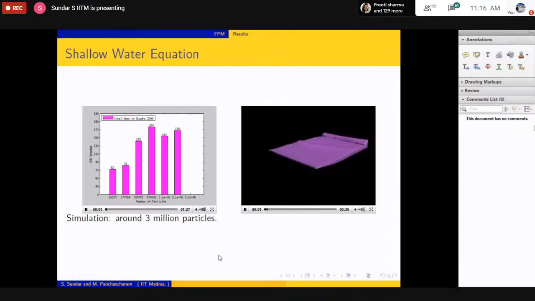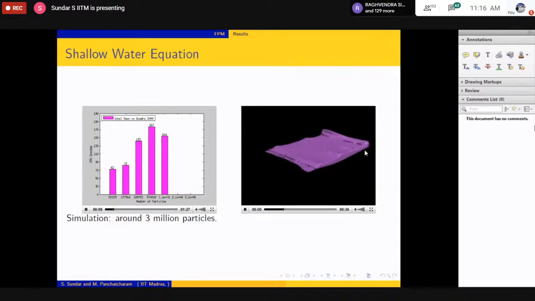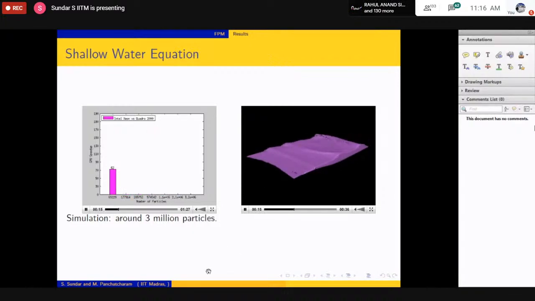So this is the shallow water problem. You see that I have taken not 1 million particles, but 3 million particles. You see how the shallow water looks, the kind of visualization we have. So this is the result of this.